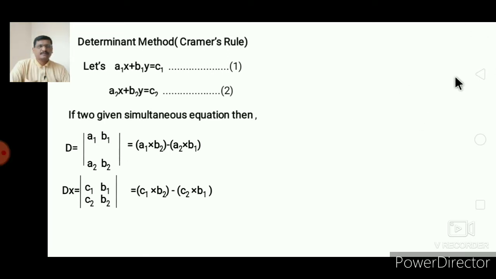Next, the Dy determinant. The Dy determinant contains the coefficient of the x variable and the constant terms. Therefore, in the first column a1, a2, the positions of a1, a2 remain constant. The second column contains the elements c1, c2. Therefore, the value of the given determinant is a1 into c2 minus a2 into c1.